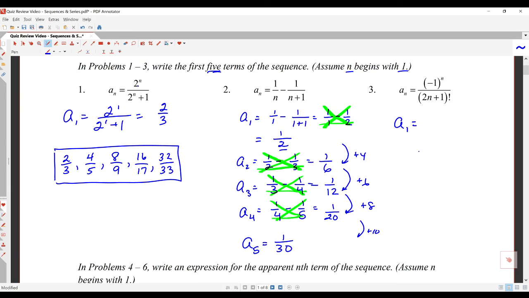All right, and then number 3. Plugging in 1, I get -1 to the first power. That's -1 over 2 times 1 is 2 plus 1 is 3 factorial. 3 factorial means to multiply 3 by every number less than it down to 1. So 3 times 2 is 6, times 1 is 6. So I get negative 1/6 for that.